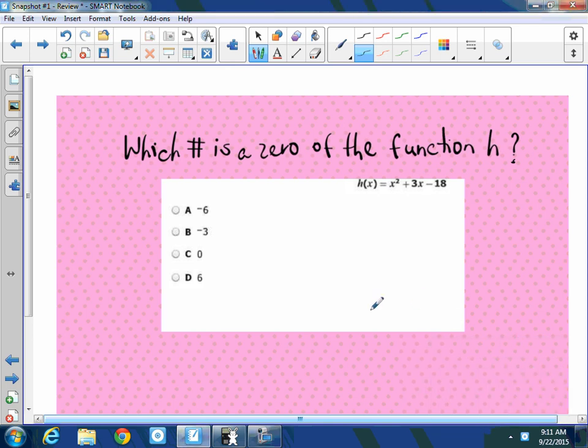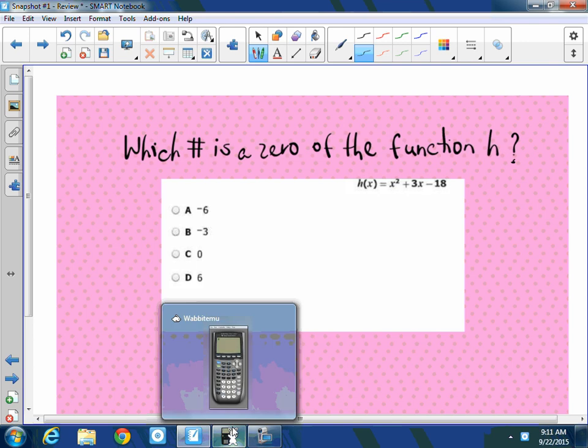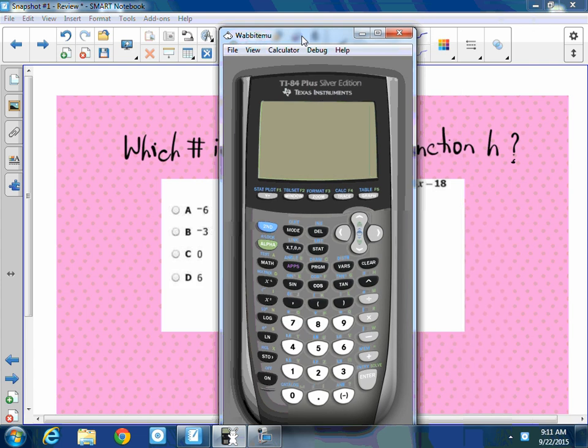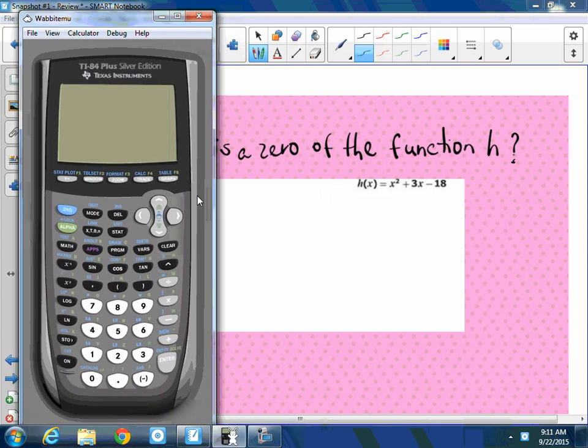So for the first one, it says, which number is a zero of the function? And then there's your function x squared plus 3x minus 18. Remember, the zeros of a function are the ones that intercept your x-axis. So they're your x-intercept. So what I would do is I would go ahead and graph it. Okay, so let's go to the graph.